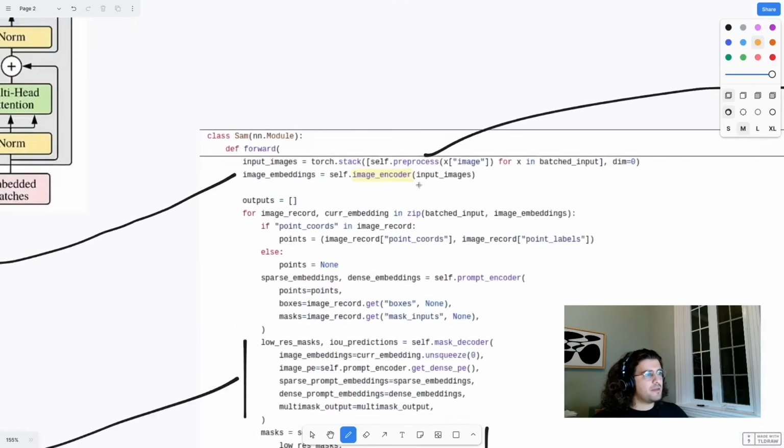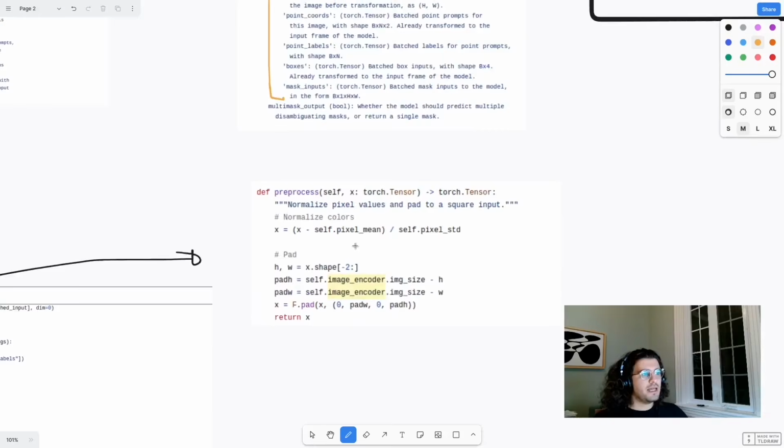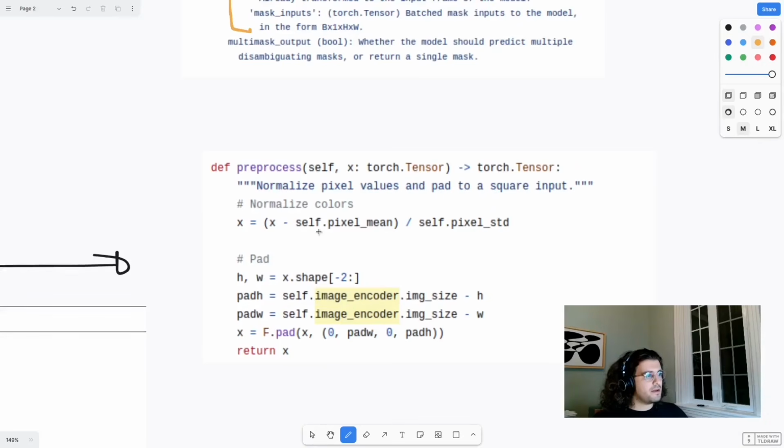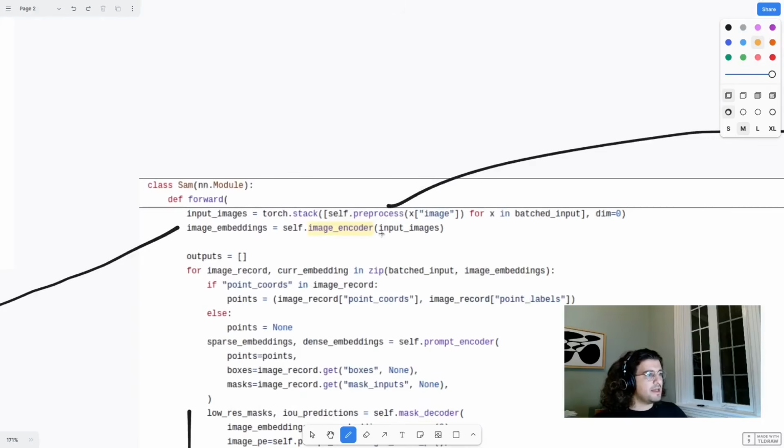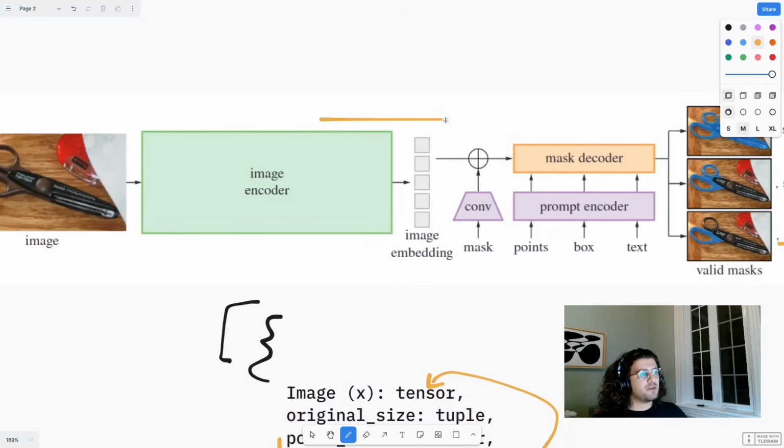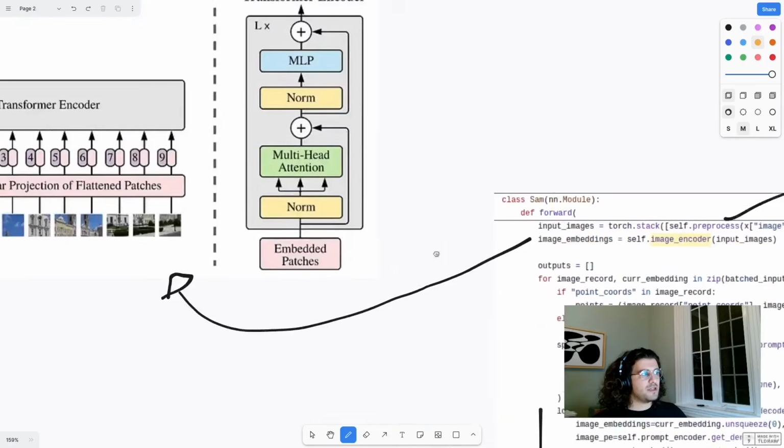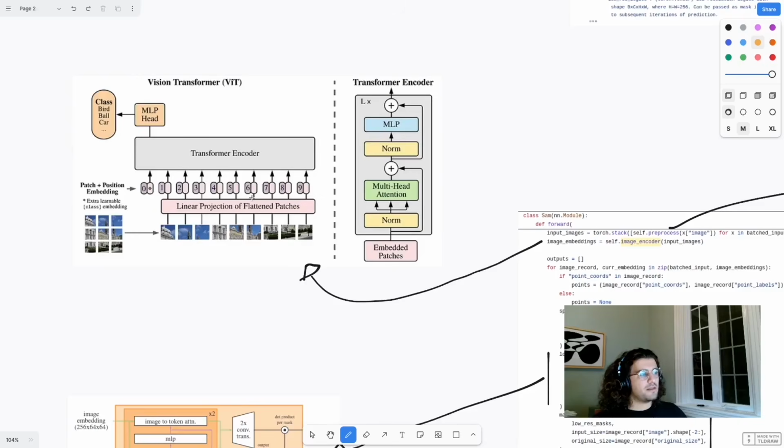So if we go down a bit, we're going to do preprocess on each of the images, and preprocess is simple. It will just take the pixel mean and pixel standard deviation to normalize the color to look like what was there in the training data. And then here we're just doing some padding so that everything looks the same. That was preprocessed. And then we're doing the image encoder, and we're putting the input image in there. And then we get our image embedding out. So this is effectively this part that we're doing. This image encoder is ViT-H, and it's generating the embedding. We're going to dive into it, but not in very much depth, because it hasn't changed much.